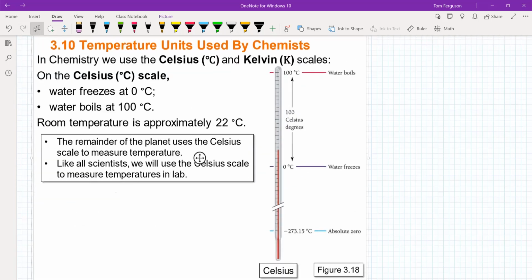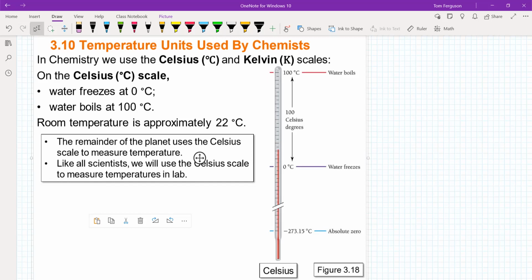The science community uses both the C and the K scales. Engineers will go back and forth. There's an absolute temperature scale for the Fahrenheit scale as well. It's called R, and that's the absolute temperature. So there's R and K. K is the one we use in chemistry.